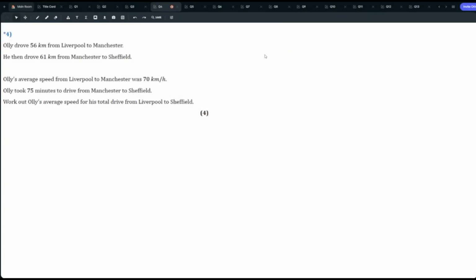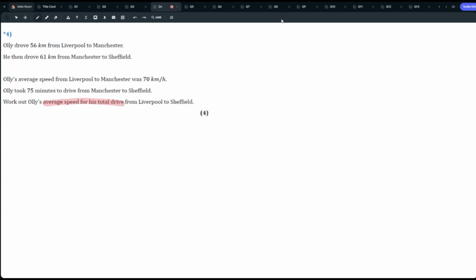Ali drove 56 kilometers from Liverpool to Manchester. He then drove 61 kilometers from Manchester to Sheffield. Ali's average speed from Liverpool to Manchester was 70 kilometers per hour. Ali took 75 minutes to drive from Manchester to Sheffield. Work out Ali's average speed for his total drive. Okay.